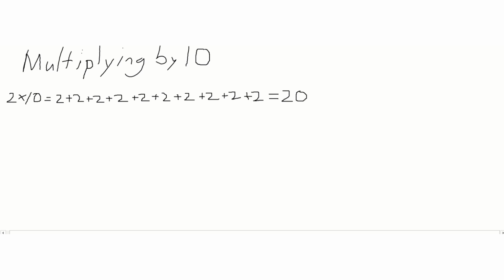A trick to multiplying by 10 is to add a 0 at the end of the number you're multiplying 10 by. So for example, if you have 10 times 14, which we discussed earlier was equal to 14 times 10, your answer would be 14 with a 0 at the end, like this. So your answer is 140.